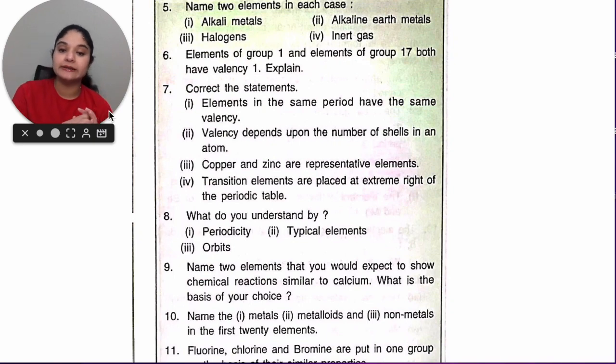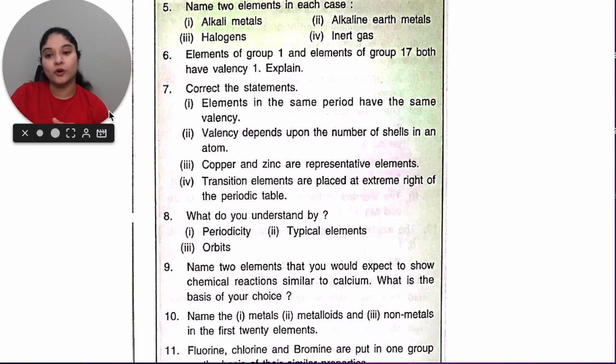Now the next is typical elements. The typical elements are your third period elements. That will be your sodium, magnesium, aluminium, silicon, phosphorus, chlorine. They are your typical elements because they represent their particular group completely. If you study the first elements of this particular group, they are able to help you understand what that particular group is about. That is the reason why they are known as typical elements.